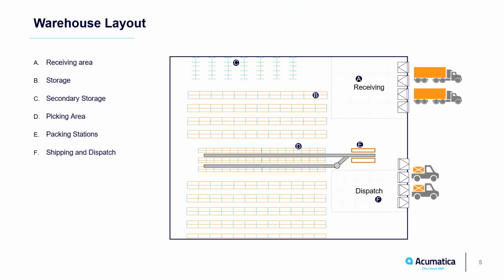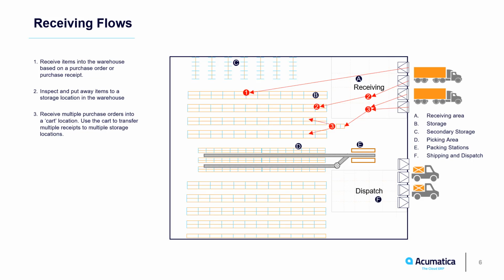In this video, I review operations associated with this sample warehouse layout. Acumatica can accommodate different processes, but I'll use this for illustrative purposes. Acumatica supports multiple receive and put away scenarios. In this demonstration, I'll receive two purchase orders.